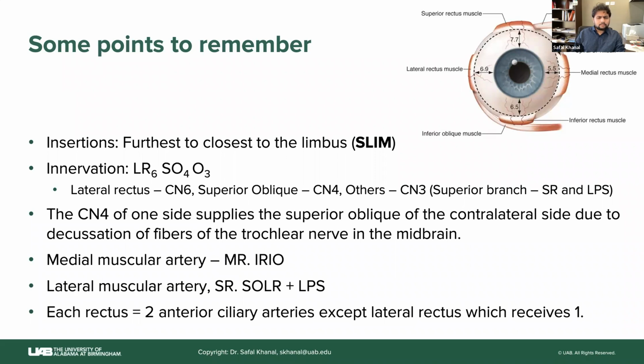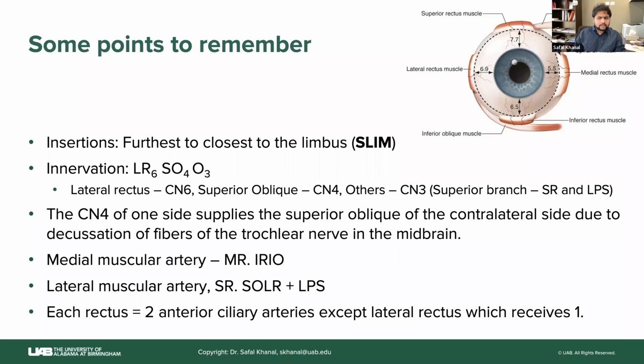And your blood supply to the muscles comes from the medial muscular artery, which supplies the medial rectus, inferior rectus and inferior oblique. And the lateral muscular artery supplies the superior rectus, superior oblique, and your levator muscle, also the lateral rectus muscle. Here are some mnemonics that you might find useful to remember this blood supply.